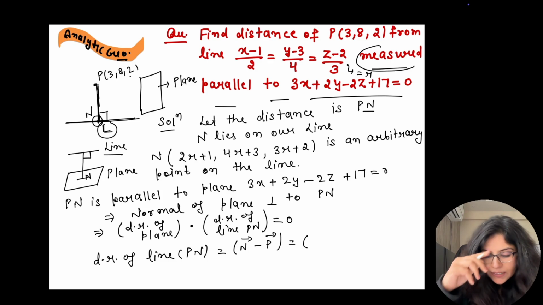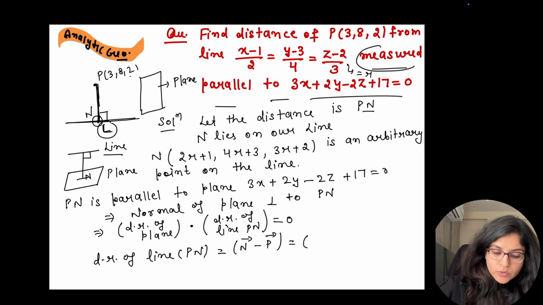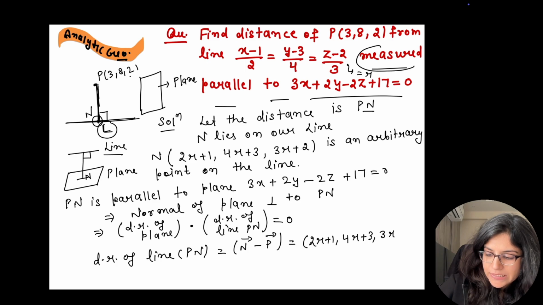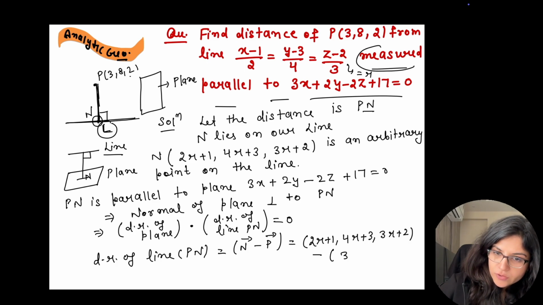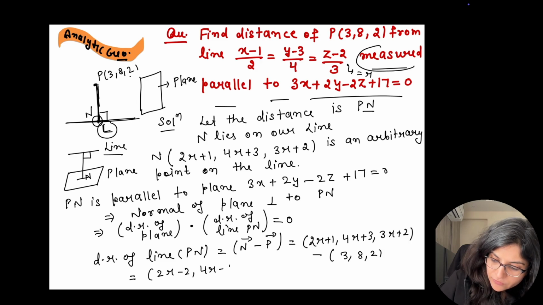Now what is vector n here? 2r plus 1, comma 4r plus 3, comma 3r plus 2. These are the components of n. Minus p, which is 3 comma 8 comma 2. So we got the direction ratios of Pn equal to 2r minus 2 comma 4r minus 5 comma 3r.